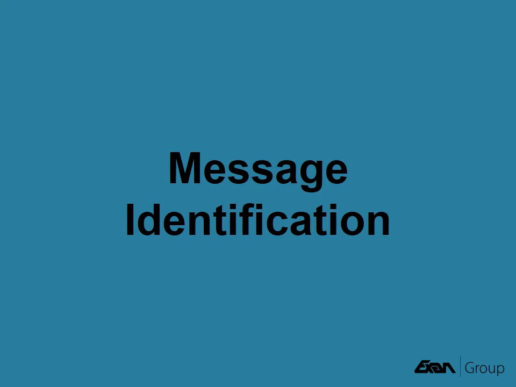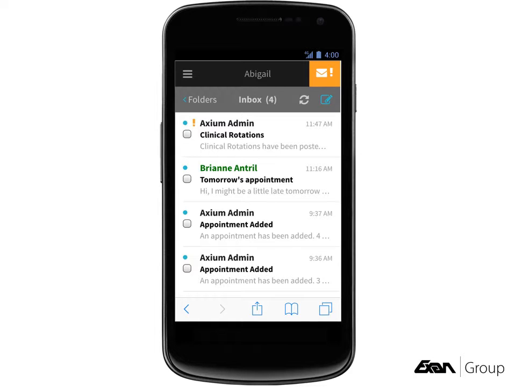So how does a provider know if a message is from a patient or another colleague at the clinic? It's important that the provider is able to tell the difference between a message from a patient and that from another provider or axiUm user. A patient's name will appear in green in the inbox, whereas messages exchanged with axiUm users appear in black.